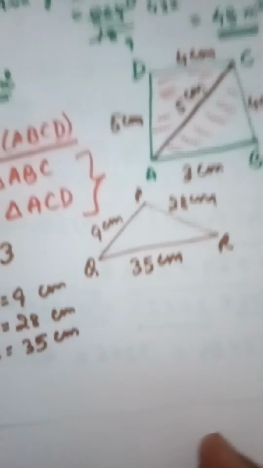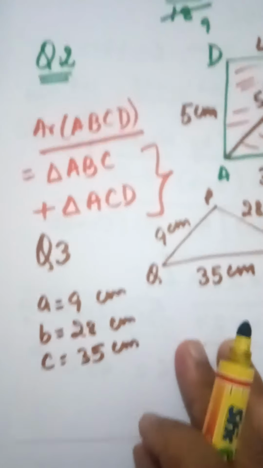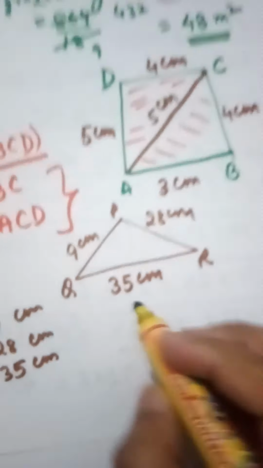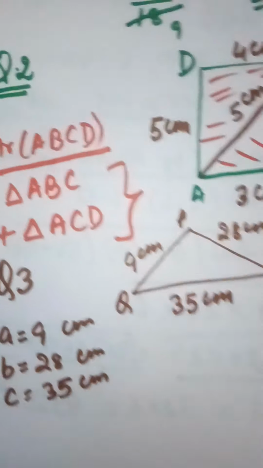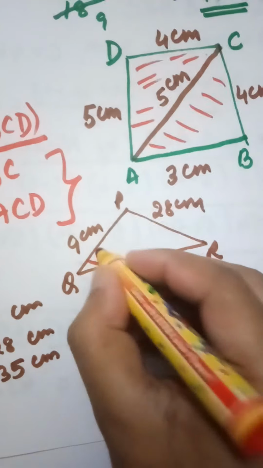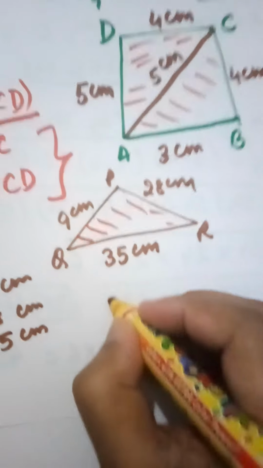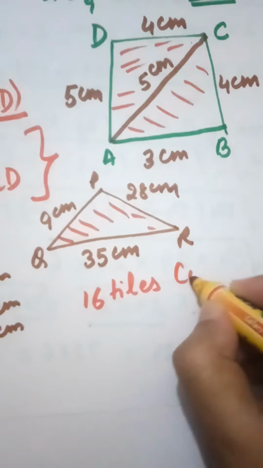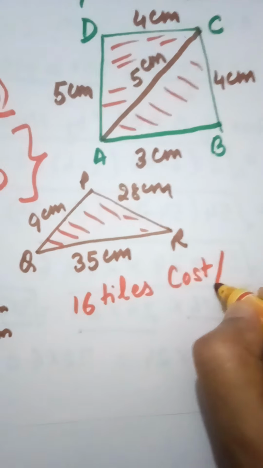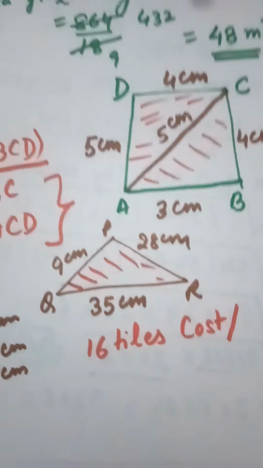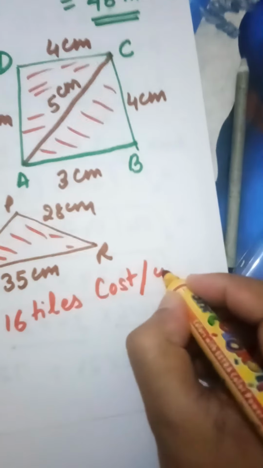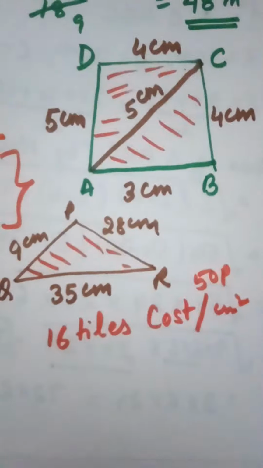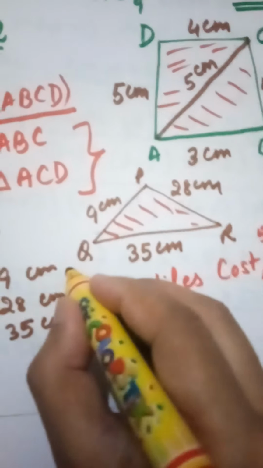So the problem is quite clear. All three sides are given, and in this question you are being asked to find the area of how many tiles. This type of tiles we have 16 tiles. And we are also to obtain the cost per centimeter square. We are given 50 paise as the cost per centimeter square for that. So in this case, now see what is the problem.